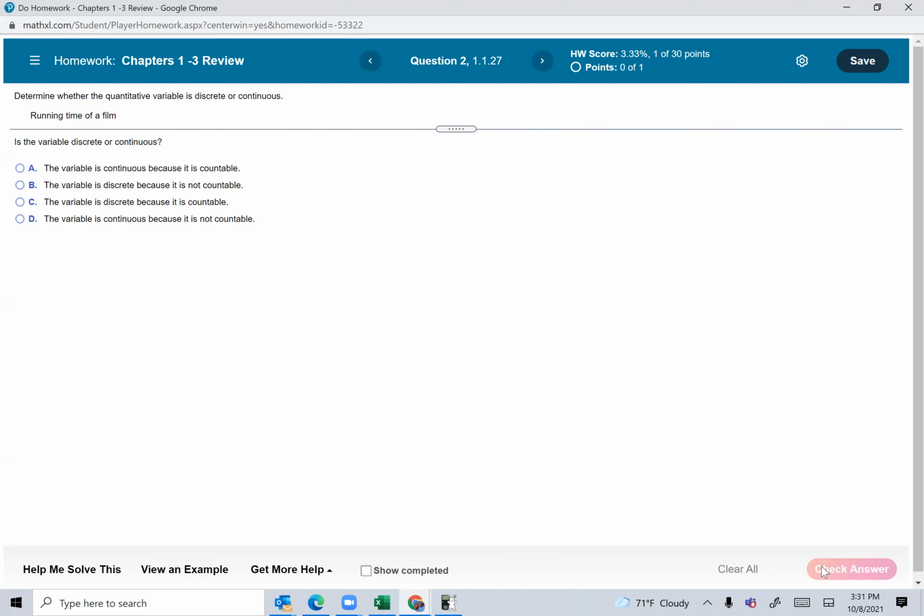So running time of a film, guys. Do you think a running time of a film has to be exactly 1 hour or exactly 2 hours? If it can be 1.5 hours or 1.2 hours or 1.3 hours, then it's not discrete. The running time of a film is continuous, because it can have a decimal value.